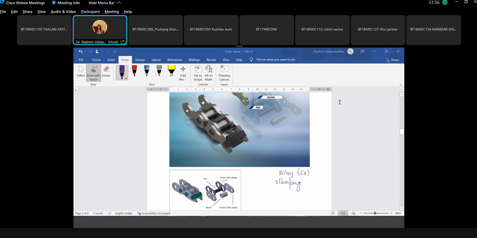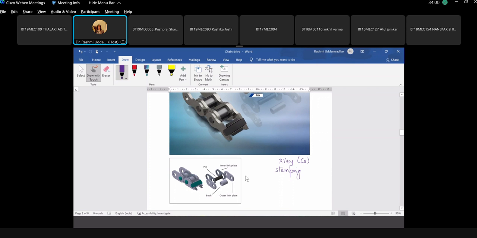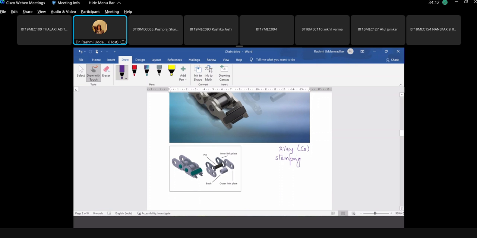Okay, so as I said, without the roller, a similar kind of assembly is known as a bush chain, again having inner plates, a pin in between, and the outer link plate. This pin is covered with a bush. So this is a bush chain.